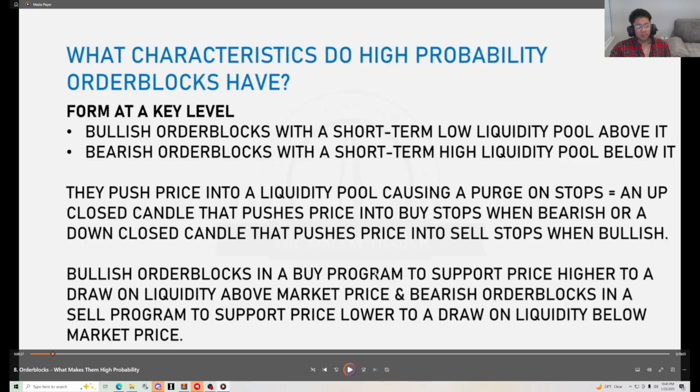Bullish order blocks are in a buy program to support price higher to draw on liquidity above market price, and bearish order blocks are in a sell program to support price lower to draw on liquidity below market price.